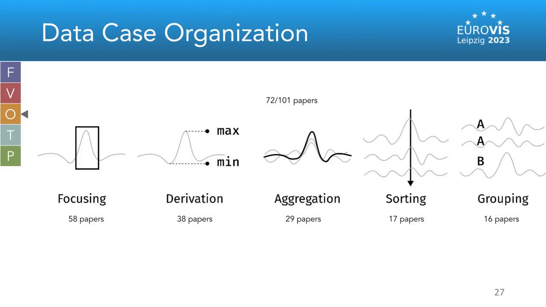The first theme is focusing, which is concerned with reducing the number of elements or their spatial, temporal extent. Then we have derivation, in which we compute some simpler data from a complex object. Aggregation answers questions about a population, i.e., we are interested in central elements or outliers. Sorting and grouping are self-explanatory, I think.